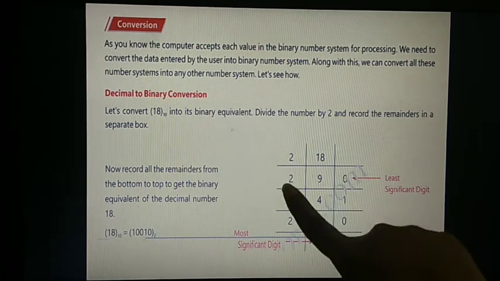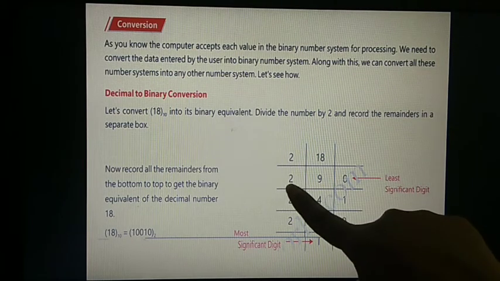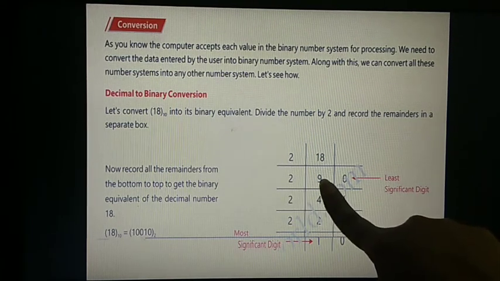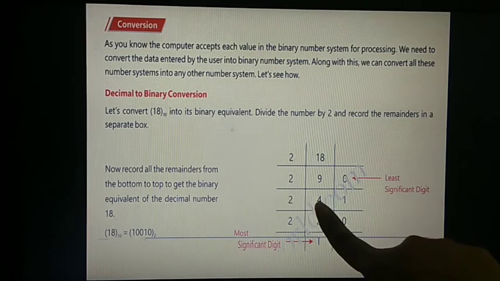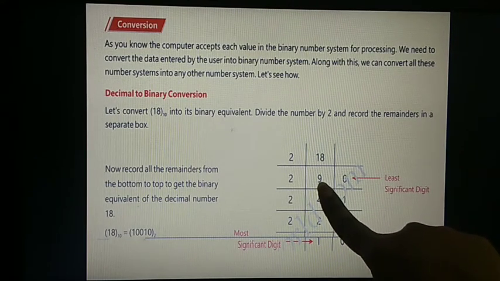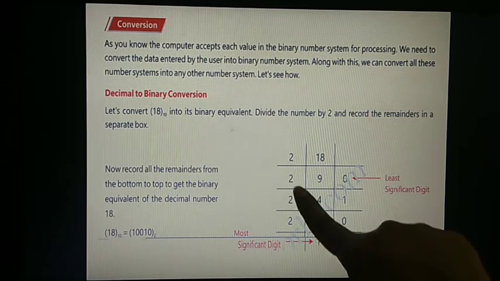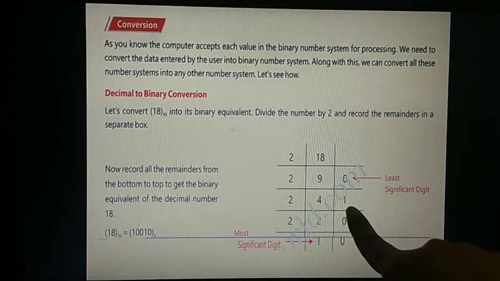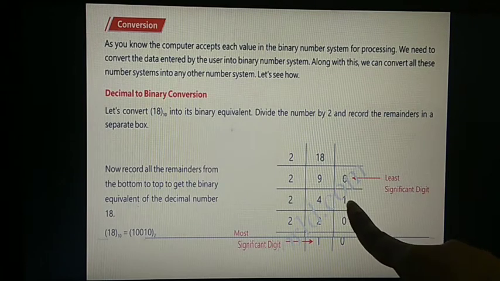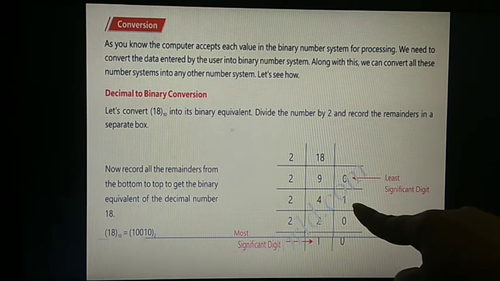Again, 2 2s are 2... 2 4s are 8. What will be the remainder? Here it is written as 9, right? 2 4s are 8. Remainder is 1. Can you see? Remainder is 1.